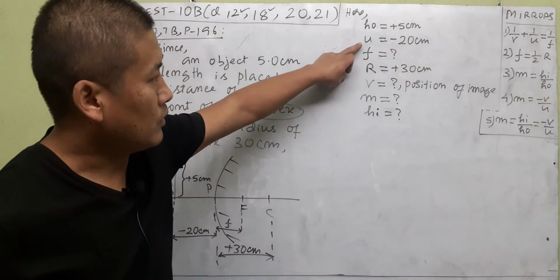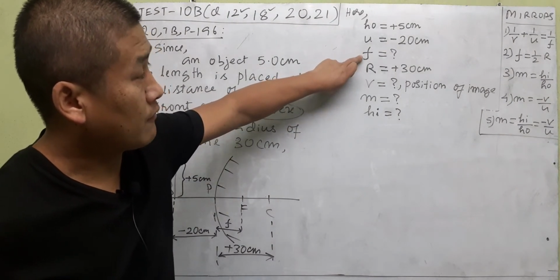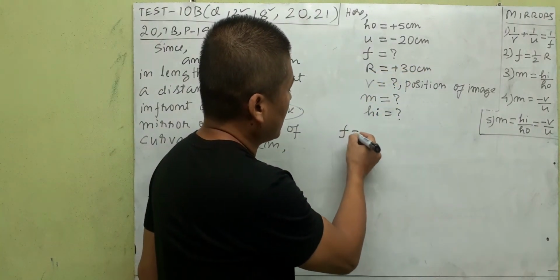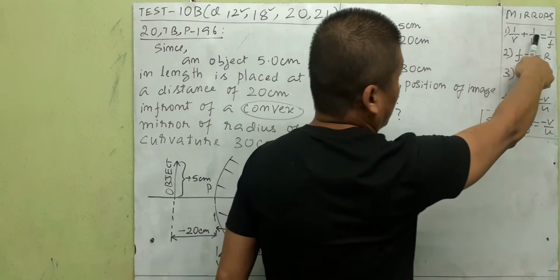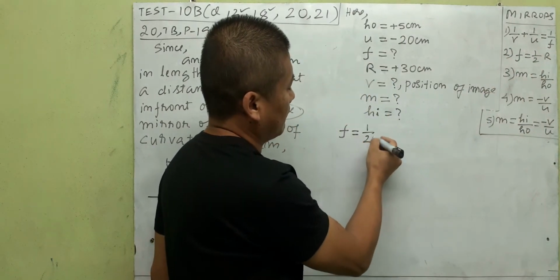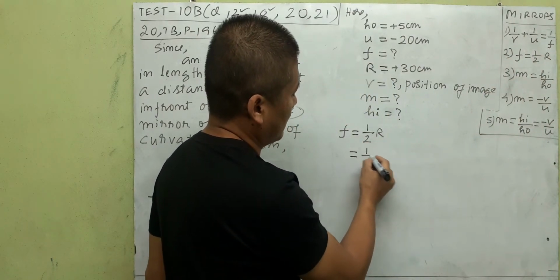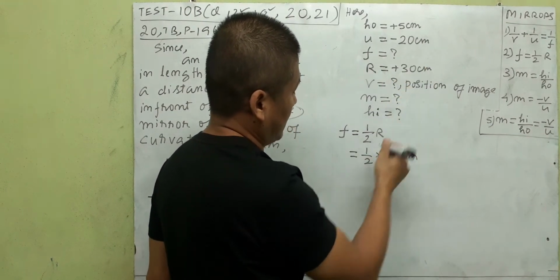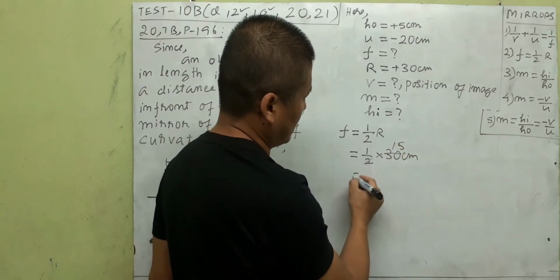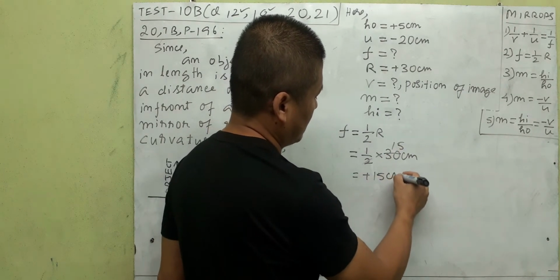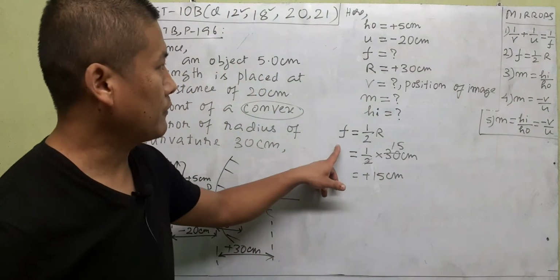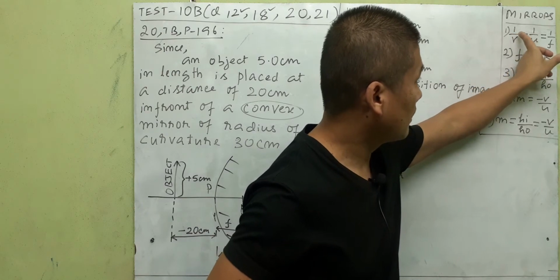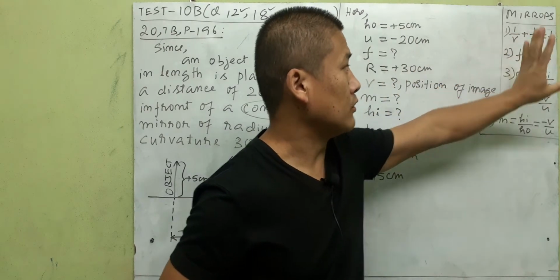Now we have already U and R. So we can easily find F by using formula number 2, right? So we can start like that, because unless we know that F, we cannot use this formula. That's why we are starting with F equal to half of R. So that will be half into R, which is plus 30 centimeter, as you can see here. So 2 into 15 we get, so it is plus 15 centimeter. So we know F and U.